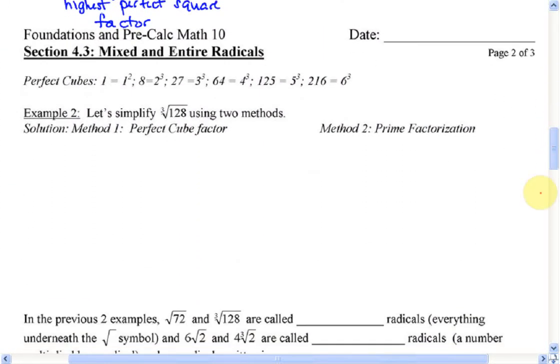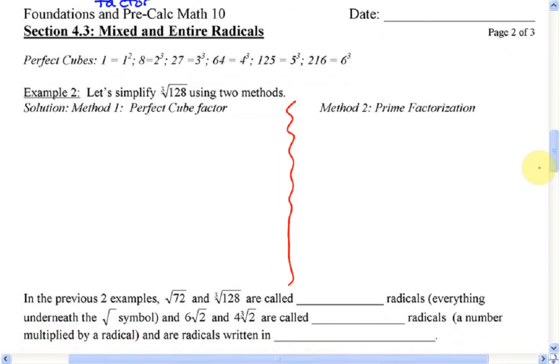Now, let me show you how to do perfect cubes, okay? And then I'll give you some practice with this. Same thing, I'm going to show you the two methods. Then afterwards, I'll let you choose which one you like. Here we go. With the cube root of 128, find two numbers that multiply to 128, but make sure one of them is a perfect cube. So here are my perfect cubes.